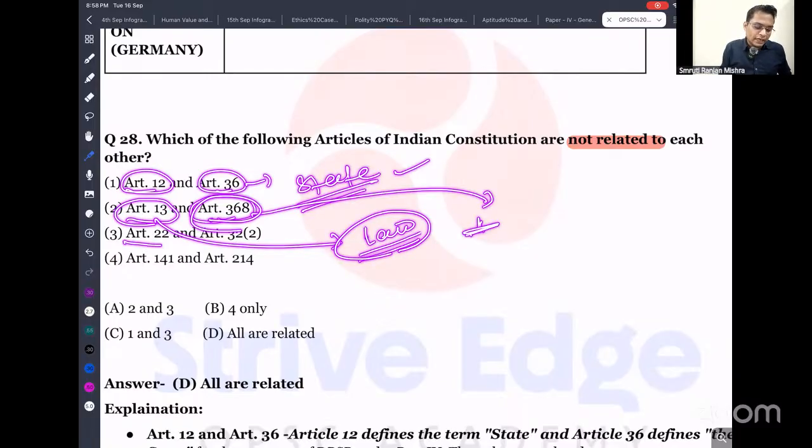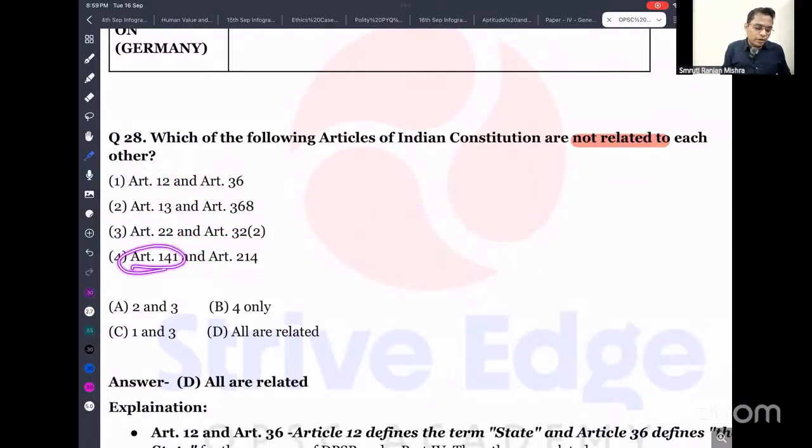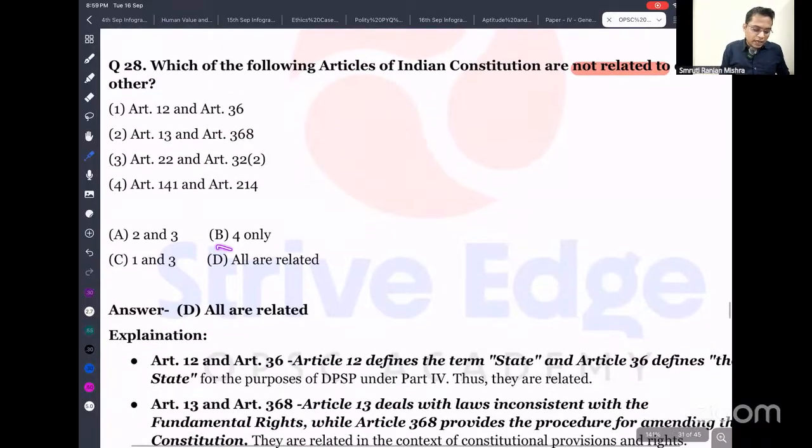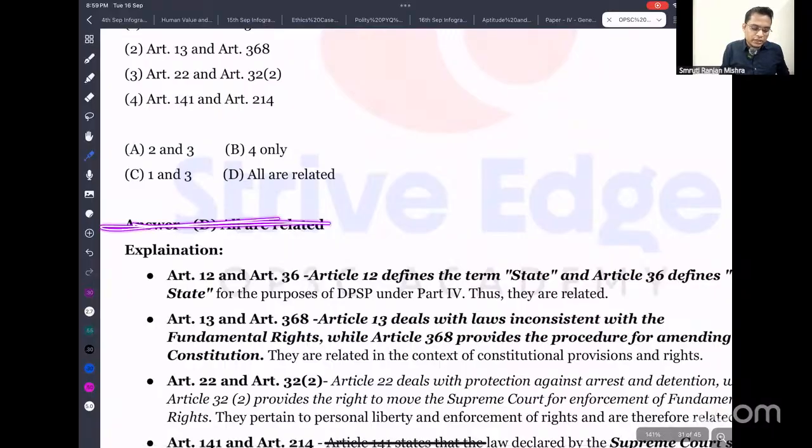Article 22 is talking about arbitrary arrest and detention. Article 32 provides for the writ issue. So they are related. But Article 141 talks about the Supreme Court making orders, making law to ensure complete justice, and Article 214 is talking about the establishment of the High Court. They are not related. Rest everything is related. So you can say only 4. Answer is, okay, so I think there is a wrong. So it's only for B.